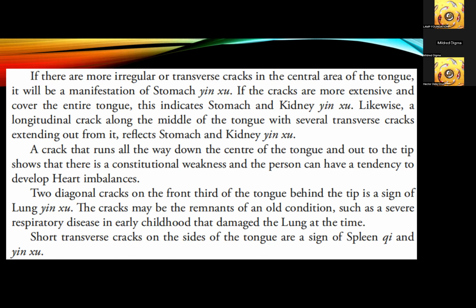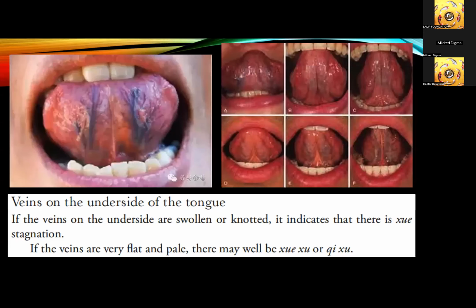Short transverse cracks on the sides of the tongue are a sign of spleen qi and yin deficiency. Okay? And lastly, we have the veins on the underside of the tongue. If the veins on the underside are swollen or knotted, it indicates that there is blood stagnation. If the veins are very flat and pale, there may well be blood deficiency or qi deficiency.